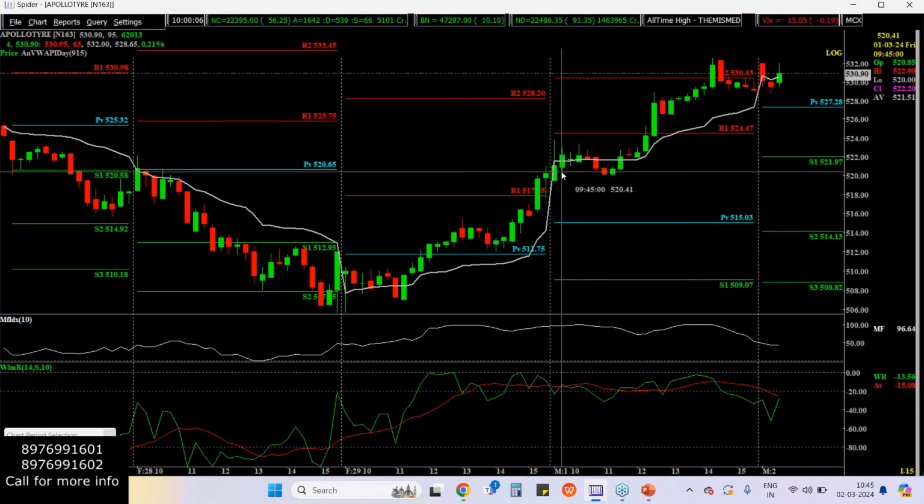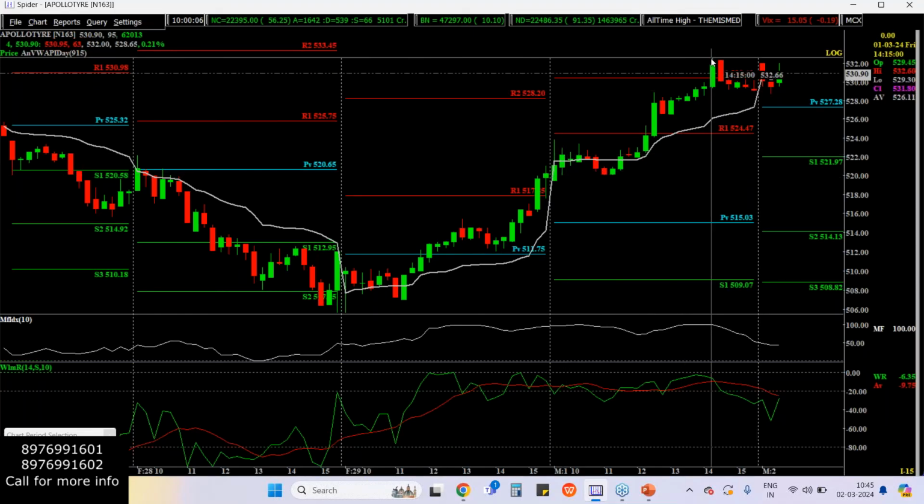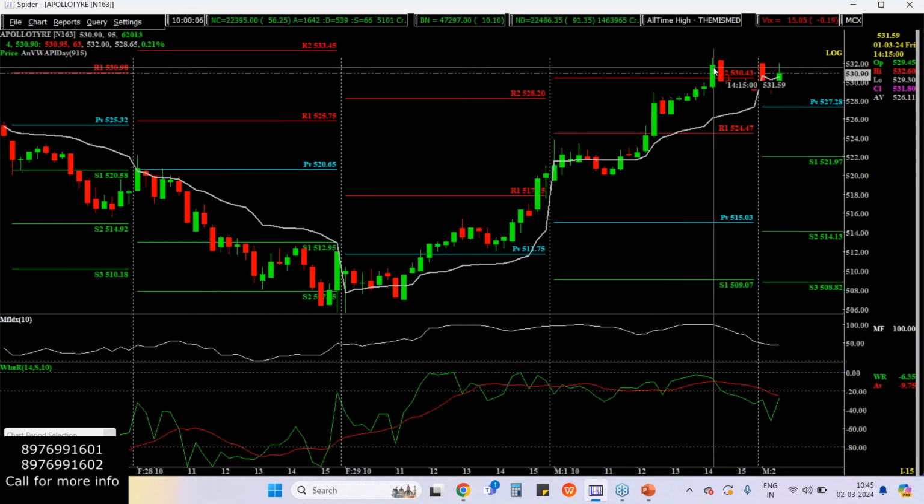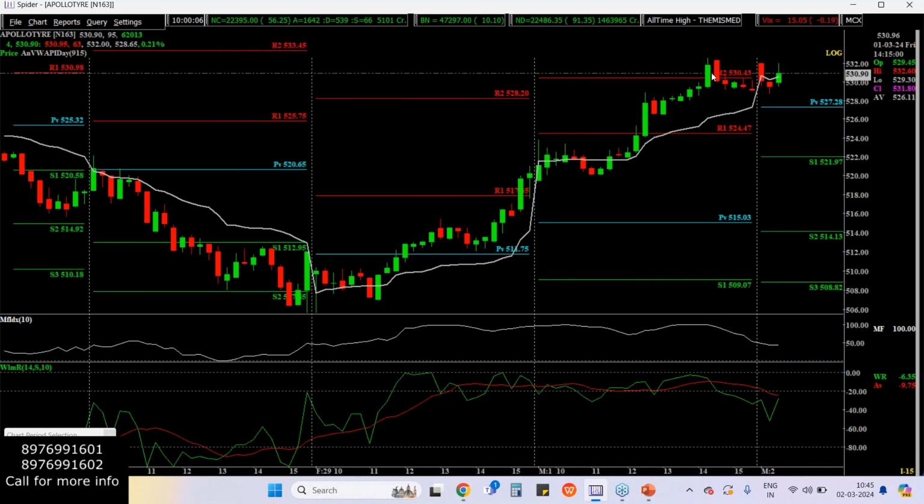As I said, I got a crossover in my Williams %R. I also got that MFI is above the level of 50, and then I entered on this particular candle. It went sideways for some time, but at the end of the day, you can see the targets of R2 were received in this stock. We are using only pivot levels just for the booking reason, like the profit booking can be around the pivot levels in this strategy.